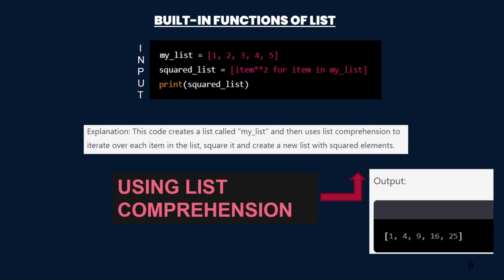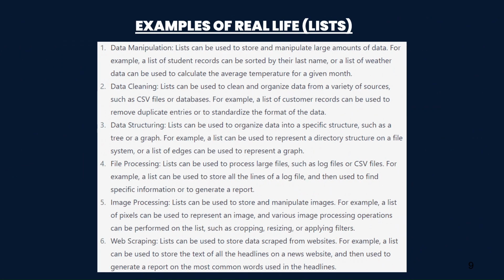So it will print the squared list. You can see that 1 square is 1, 2 square is 4, 3 square is 9, 4 square is 16, 5 square is 25. So it has given a new list with the squared items. Alright, then come examples of real life use of lists.